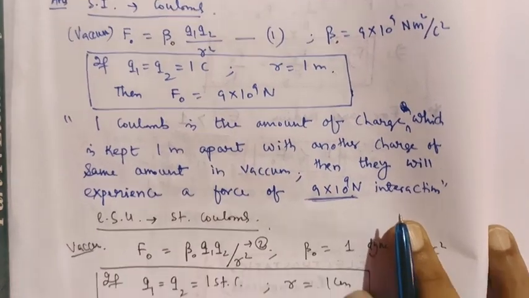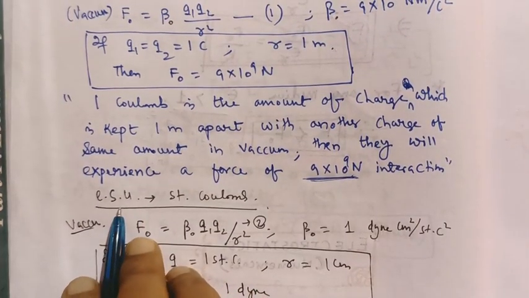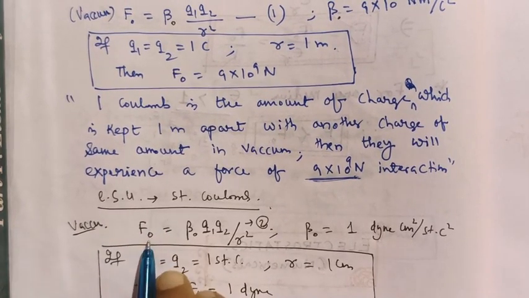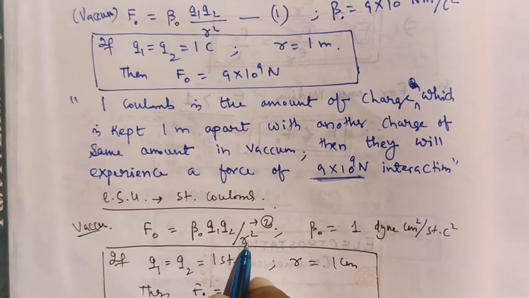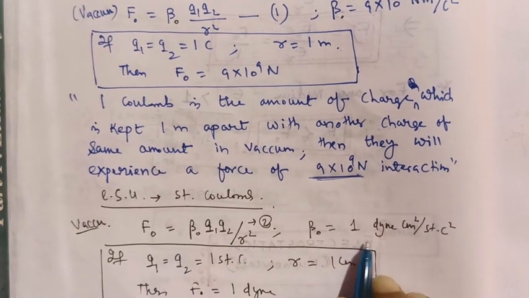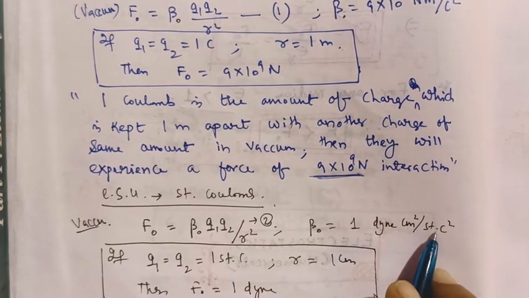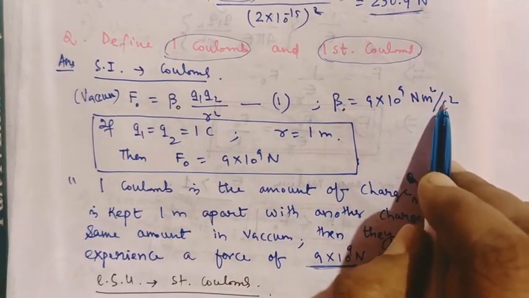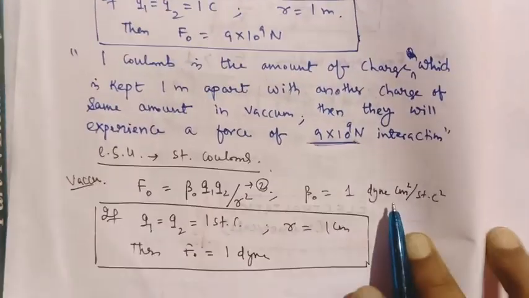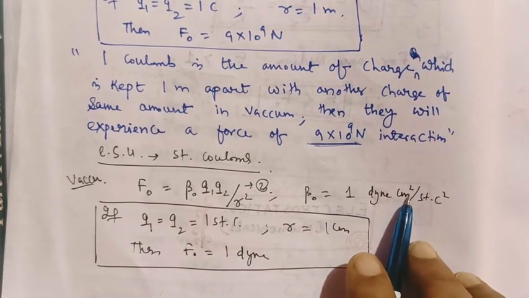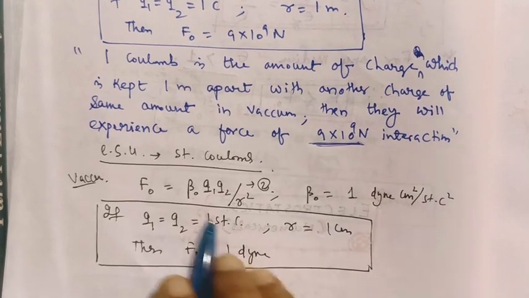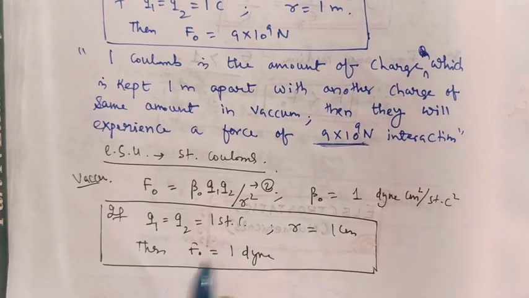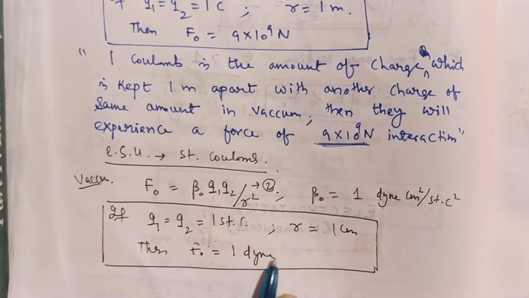Similarly, we will go to the definition of stat Coulomb, that is electrostatic unit. Electrostatic unit means we have to use the electrostatic formula in the CGS system. F0 is equal to beta 0 Q1 into Q2 by R square, but in CGS or electrostatic unit, beta 0 value is 1 dyne centimeter square per stat Coulomb square. As in SI units the value was 9 into 10 to the 9 Newton meter square per Coulomb square, in CGS the value is 1 dyne centimeter square per stat Coulomb square. Here using Q1 into Q2 is equal to 1 stat Coulomb and R is equal to 1 centimeter, the electrostatic force will be 1 dyne.